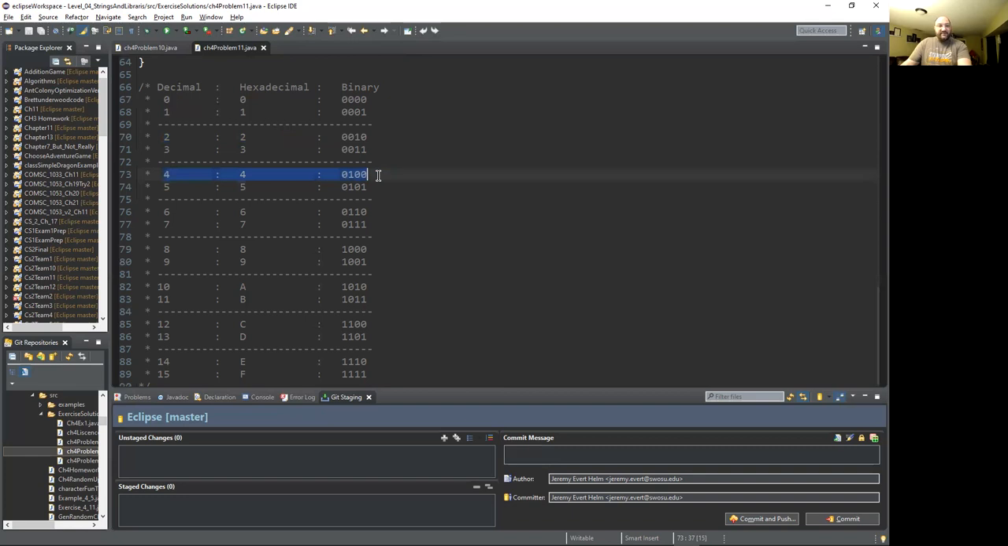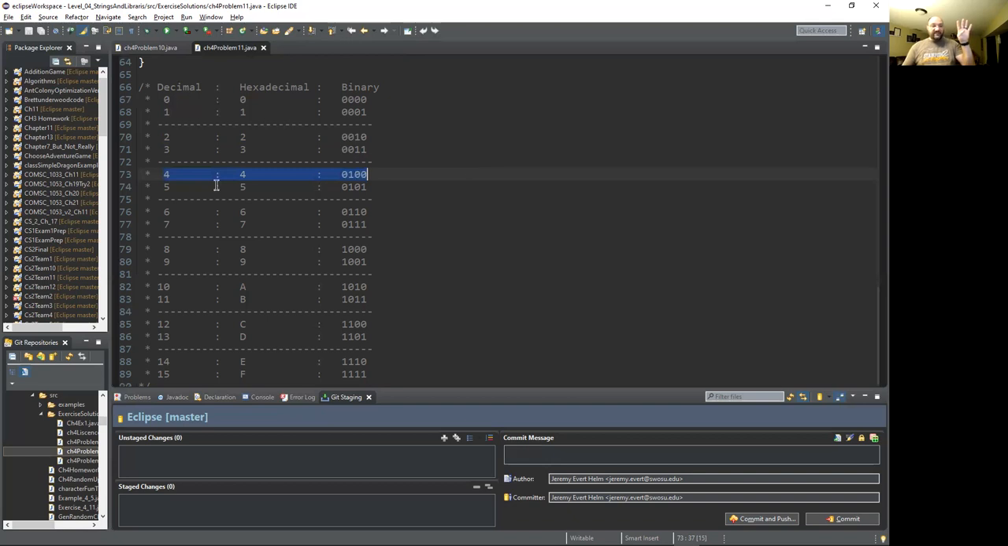So let's check our math on this one. We've got 1 times 2 to the 0, 2 to the 1, 2 to the 2. So 2 to the 2, or 2 squared, is 2 times 2. 2 times 2 is 4, so 1 times 4 gives us 4, plus 0 plus 0. 4 plus 0 plus 0 is 4.